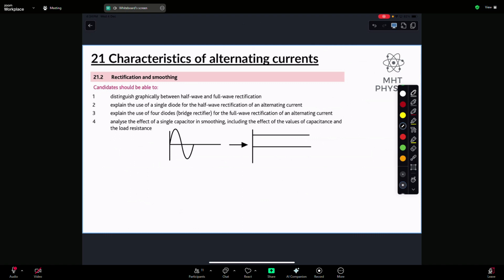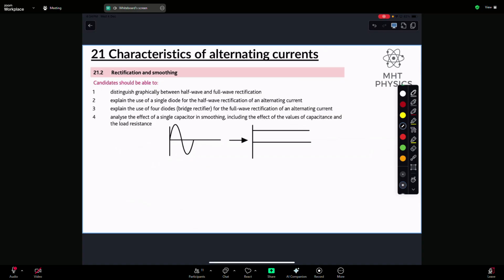When I want to take an AC supply and make it into a DC supply. So why do we need this? Let me explain a little. This is arguably the most important practical use of any electronics things that you have learned so far.